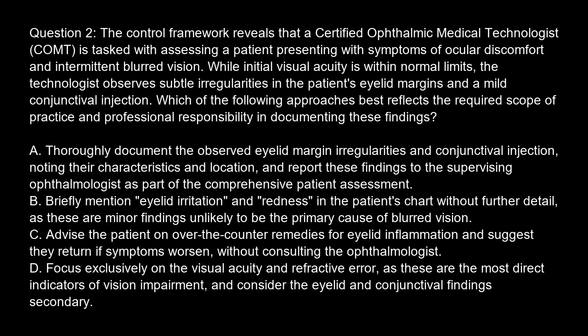Option C. Advise the patient on over-the-counter remedies for eyelid inflammation and suggest they return if symptoms worsen, without consulting the ophthalmologist. Option D. Focus exclusively on the visual acuity and refractive error, as these are the most direct indicators of vision impairment, and consider the eyelid and conjunctival findings secondary.